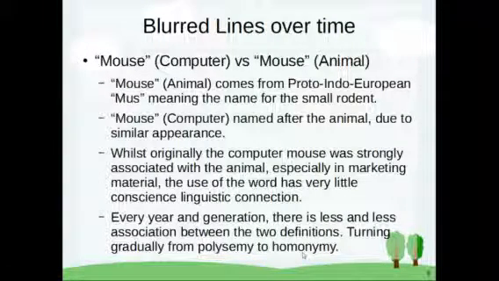Then we have something like mouse, computer versus mouse, animal. Mouse comes from the Indo-European mus, meaning the same as the small round rodent. The computer mouse was named after the animal due to the similar appearance. So whilst the computer mouse was strongly associated with the animal, especially in marketing material, the use of the word has very little conscious linguistic connection. Every year and generation, there is less and less association between the two definitions, turning gradually from polysemy into homonymy.